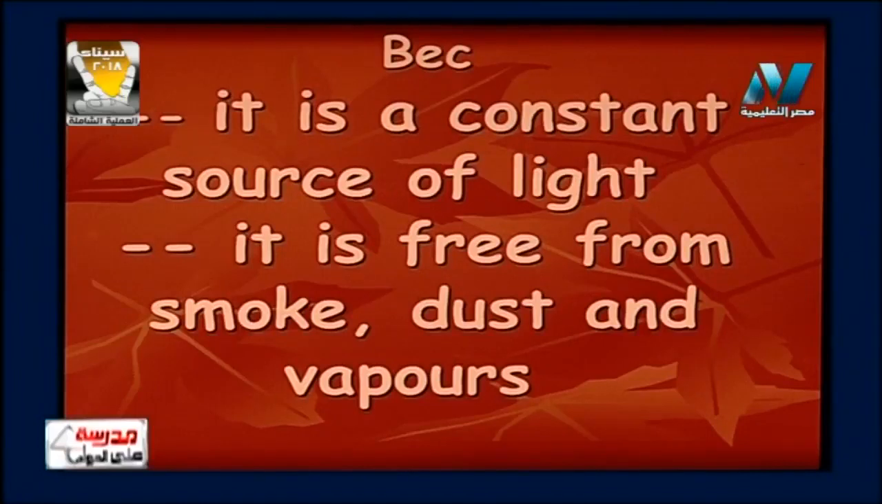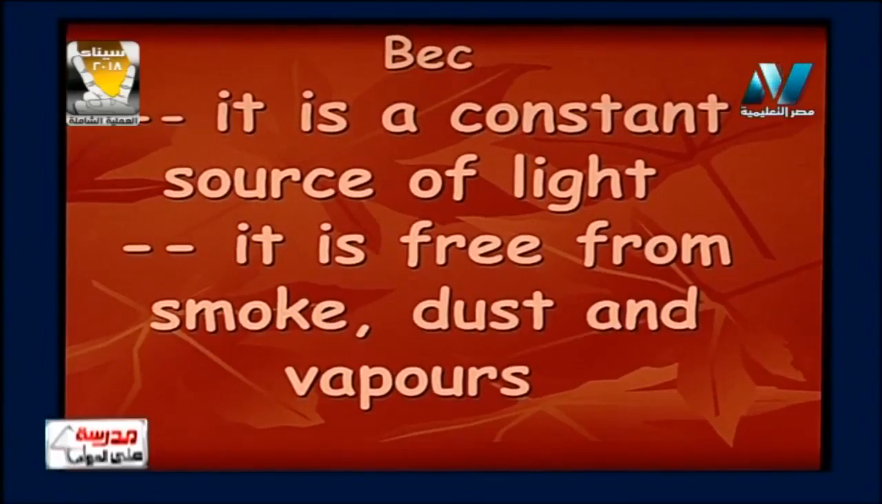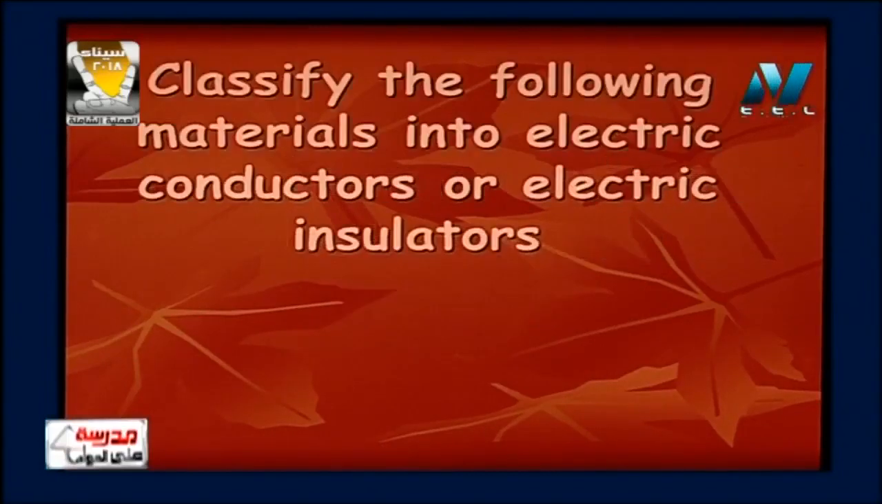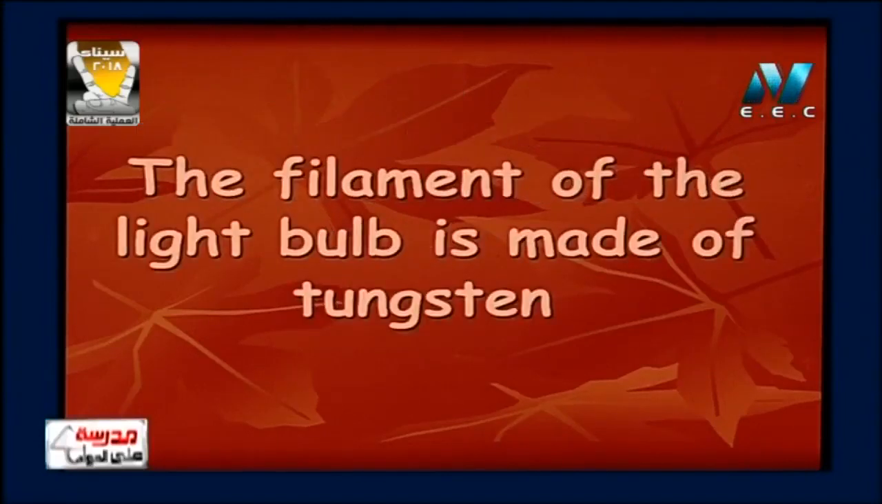And also it's free from smoke, dust and vapor. It also doesn't cause any fumes, gases or smells that harm humans or damage their health, such as the candle and the kerosene lamp. All these sources can harm humans, and they also don't have a constant source of light. That's why the light bulb is preferred over the other artificial sources of light. Another question. The question is repeated again. The filament of the light bulb is made of tungsten because it has high melting point.